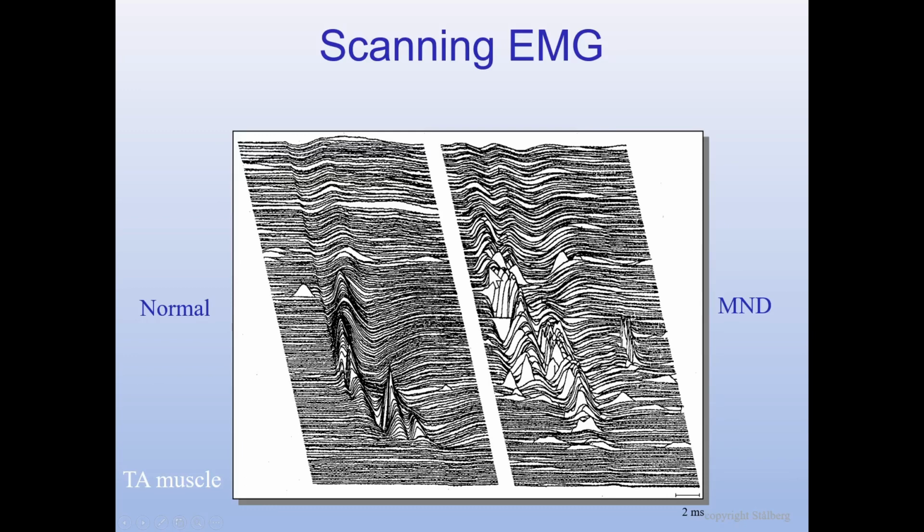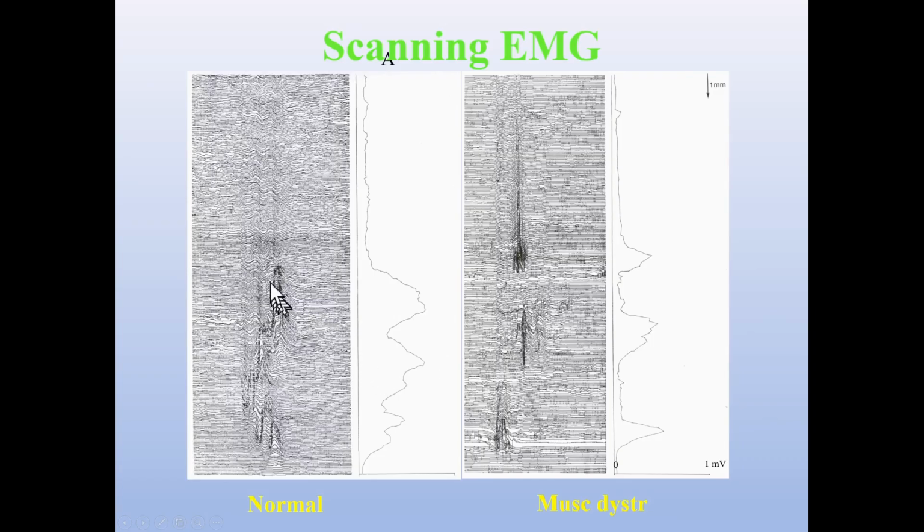Here is the situation in a motor neuron disease, and you see that the relative distribution here is about the same, and it's more complex here. We have some late components here, and the whole area is filled up with signals. This is the normal and re-innervated part. Here we have normal and myopathy.